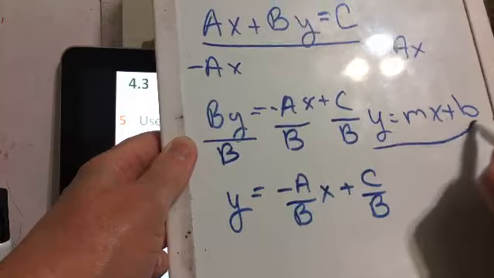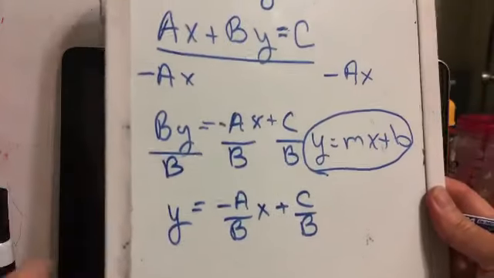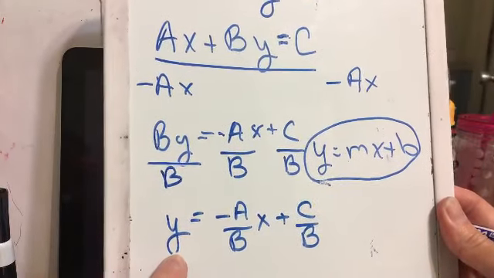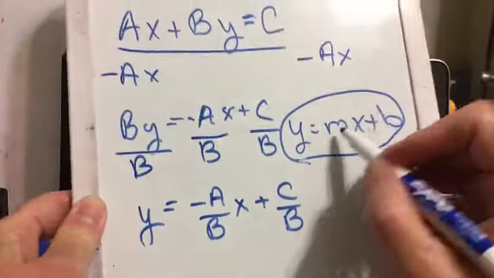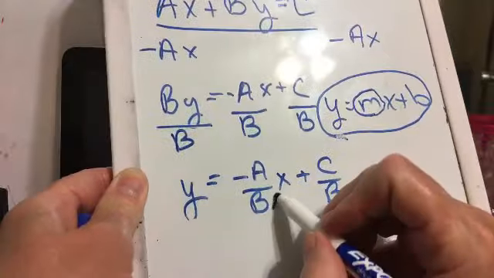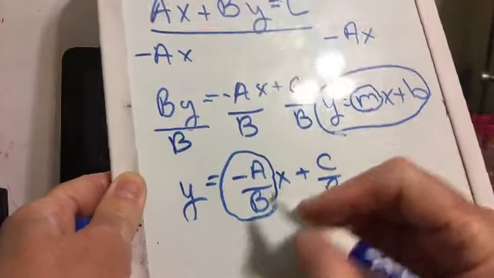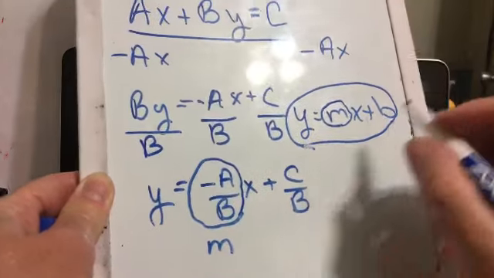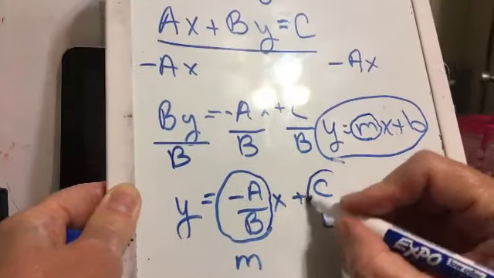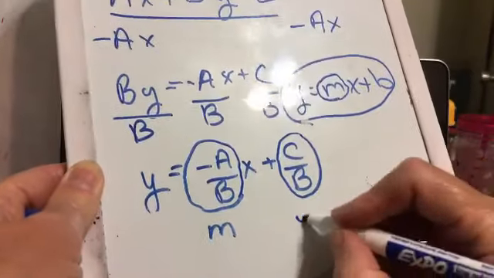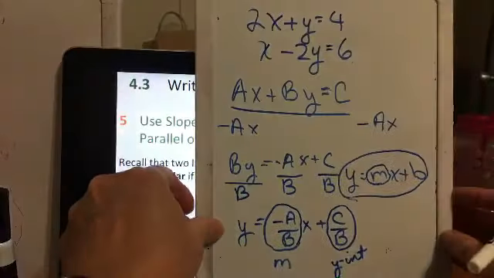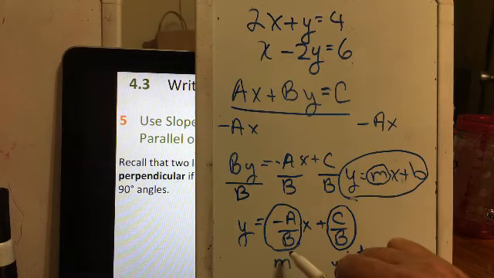All right, now notice what my slope-intercept form is. When I have my equation of the line solved for y, it is in slope-intercept form. My slope is the number that is in front of the x. So guess what that negative a over b is? It is my slope. And my y-intercept is the constant. That means it doesn't have a variable. So that c over b is my y-intercept.